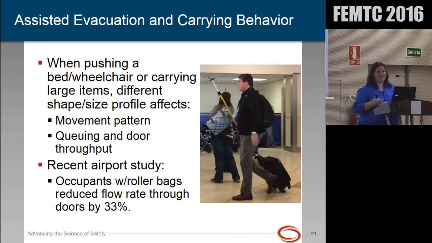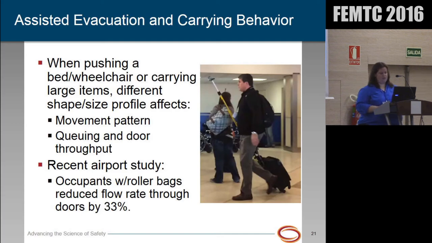Somewhat related to that, and Aoife alluded to this earlier, is carrying behavior. When you are carrying large objects or pushing or pulling, for example, rolling luggage, that affects your shape, it affects the way you move, and we found that this can play a big role in our results. So the example that we give, and this was presented, I believe, at last year's PED conference, was that we did a review at a large international airport where we found that the presence of occupants using rolling luggage reduced the flow through the doorways by about a third. So that really comes into play.